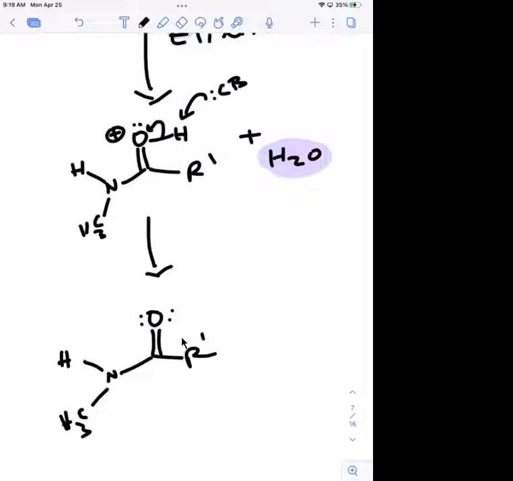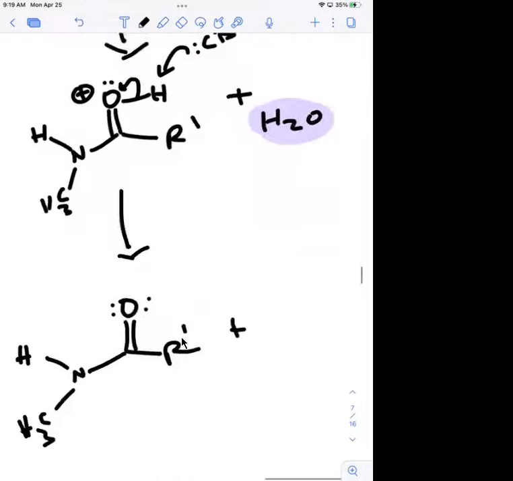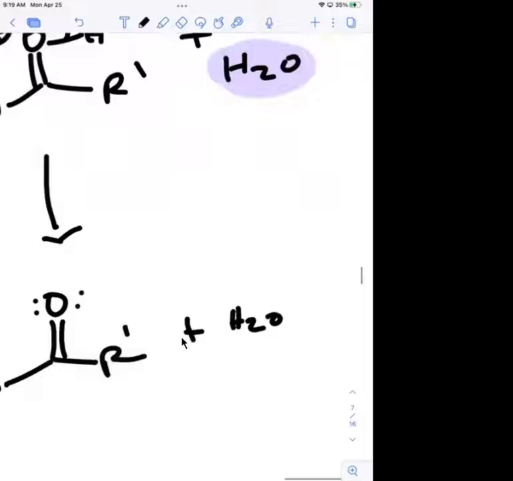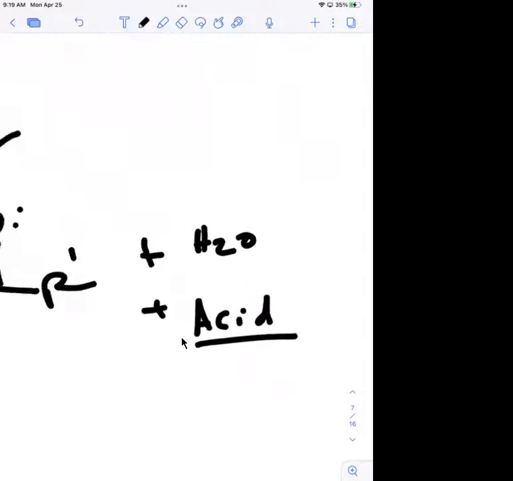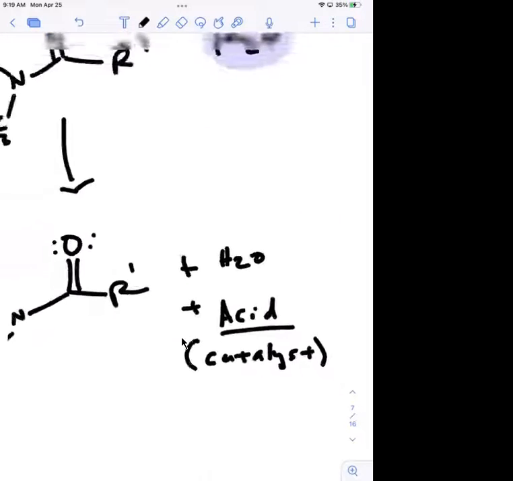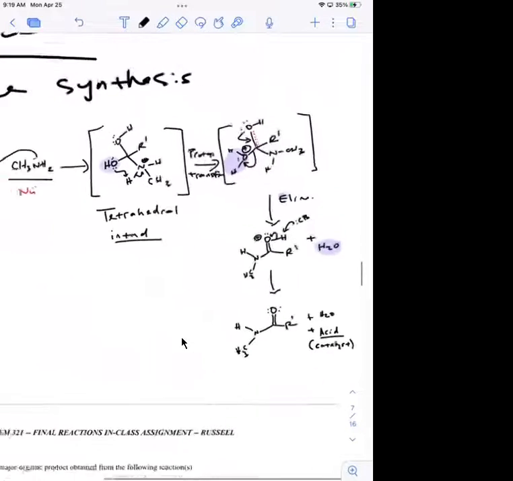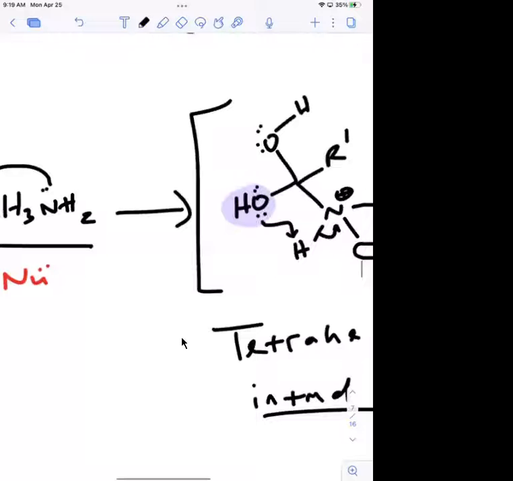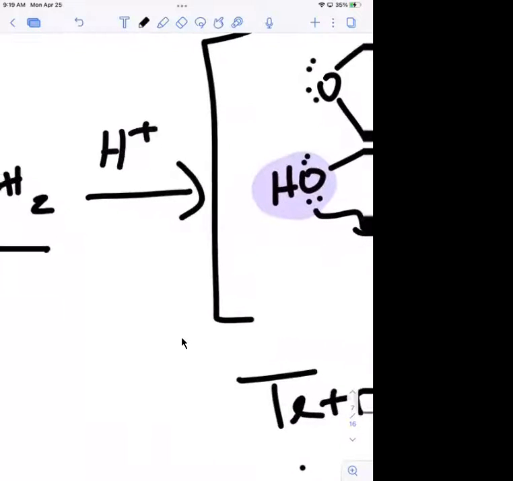So that plus H2O plus my acid, whatever acid I started with. And you have to remember that if that acid is a catalyst, and let me just put it here, right? If it's a catalyst, at the end of the reaction, it's going to get reformed.